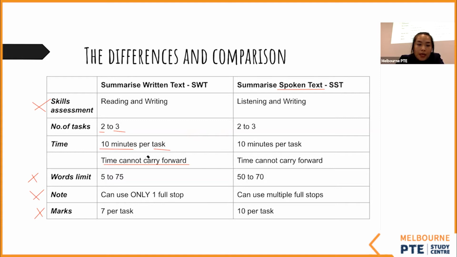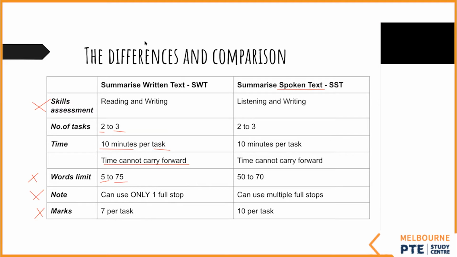Next one, word limit. Now minimum is 5 and maximum is 75. What does it mean? It means that minimum is 5 and maximum is 75. You cannot go 76 and you cannot write down 4. Because again, for computer marking, especially PTE, there is no mercy. You need to know that. No mercy. What does it mean? It's marked based on how it's programmed. That's right. So if you make a mistake, it's counted. And if you go over the word limit, every single mistake you make has an impact on your score.